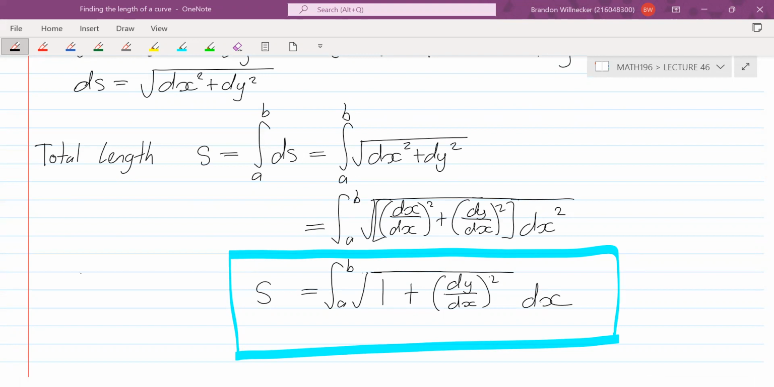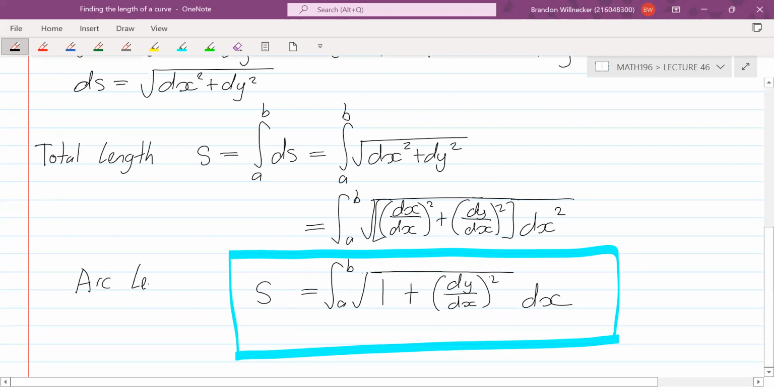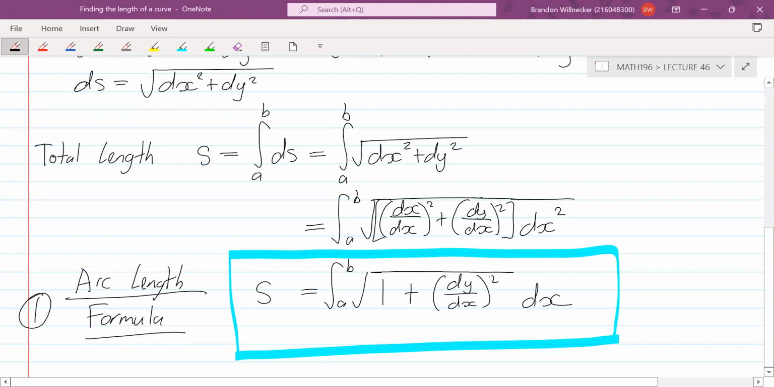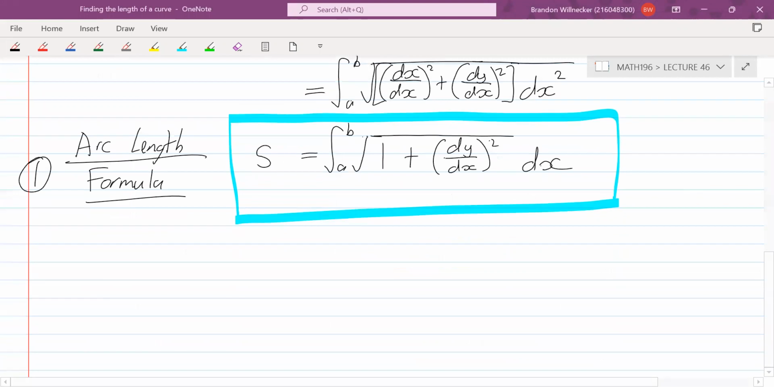Okay, so this is our arc length formula. Okay, so we use this formula if we have some function of x, so dy by dx. Okay, so that's our first formula that we need to know. Another formula is that if we're not given the curve as y is a function of x, instead we are given a parameterized curve. So for 2, we're dealing with parameterized curves.